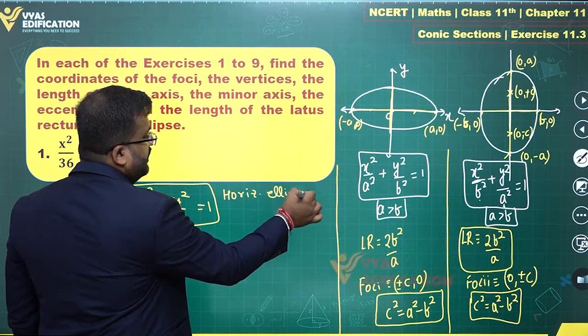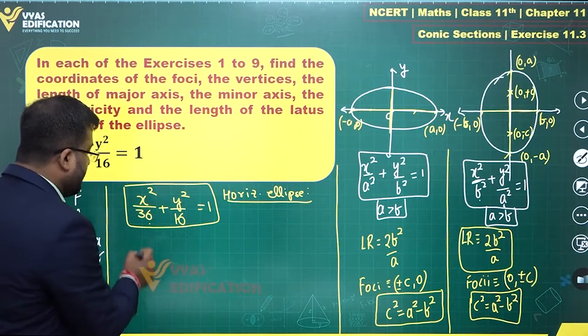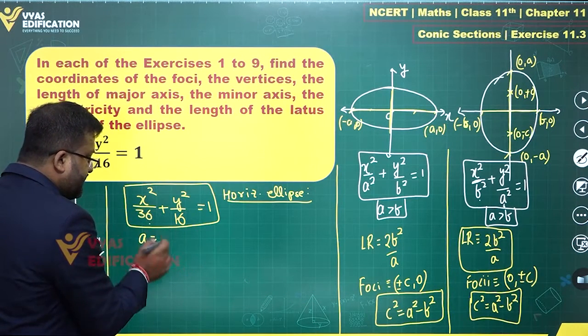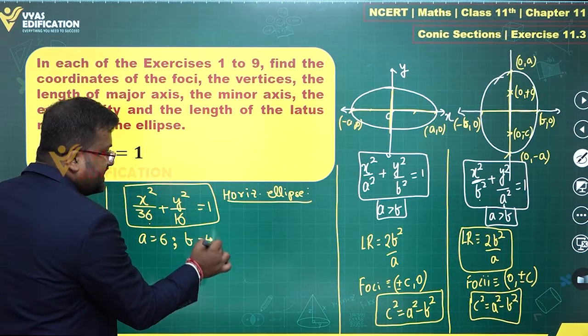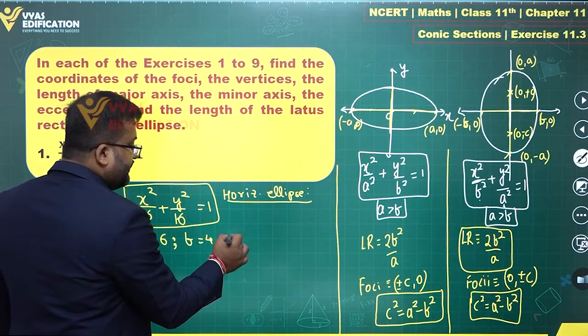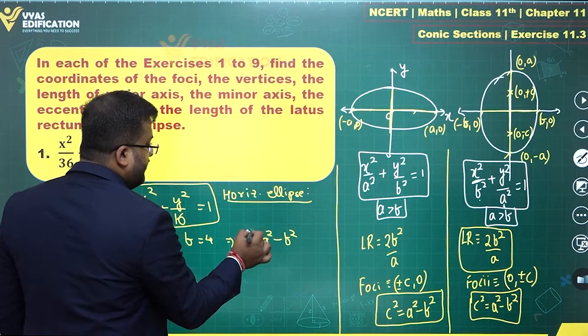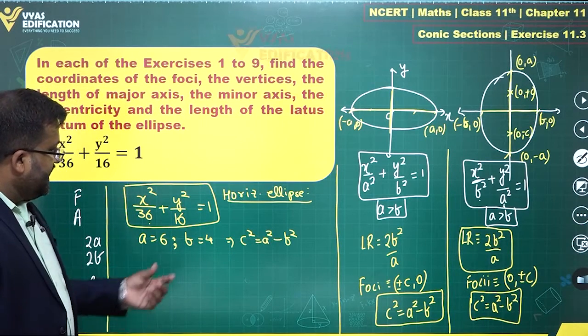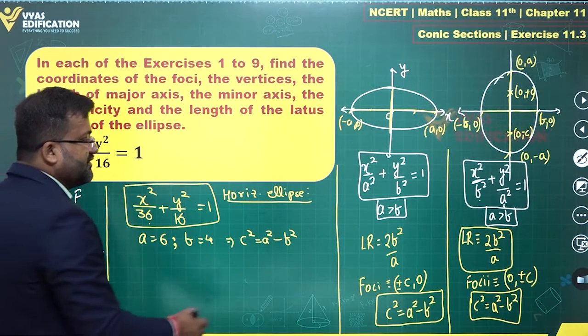Okay, if this is a horizontal ellipse, can we identify the other few things? Yes, let's identify the values. a square is 36, so a will be equal to 6. b square is equal to 16, which implies that b will be equal to 4. Those are two important things. On the basis of this, c square, which is equal to a square minus b square, can be identified. What is that? a square minus b square will be 36 minus 16, which is 20.